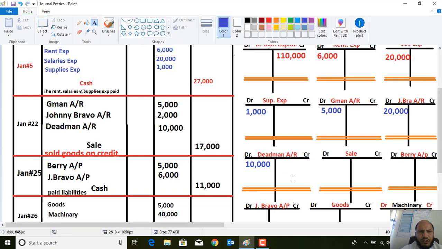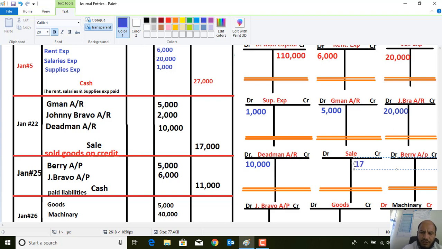Okay, dear students, we also have some sales here. The sale amount is, first of all, we should develop the sale ledger. So this is the sale ledger, dear students, and the amount is 17,000, but we should record this 17,000 rupees at the credit side. So this is the sale ledger, and we will record this amount at the credit record. So let's record 17,000 at the credit side. So 17,000 rupees.